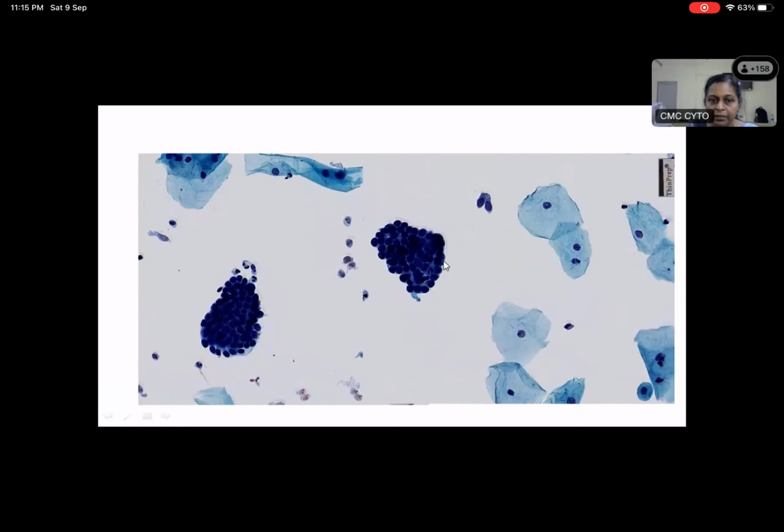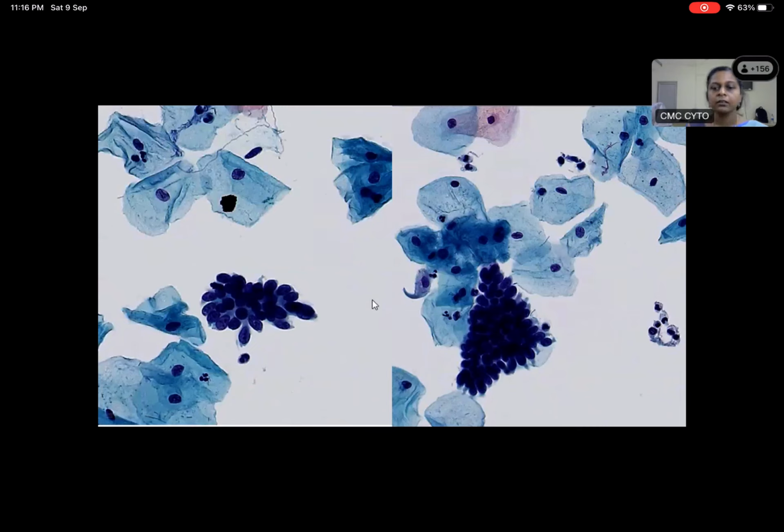Okay. They are a bit dark, isn't it? Yes, these are actually looking dark clusters. Now, what do you think they are? They have hyperchromatic nuclei. Yes. They show overlapping. Then at the periphery, ma'am, they show the feathering.